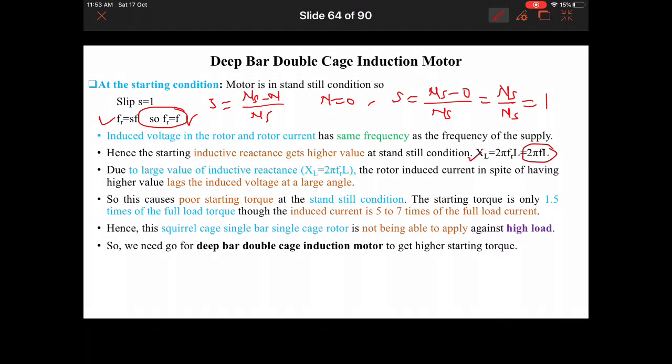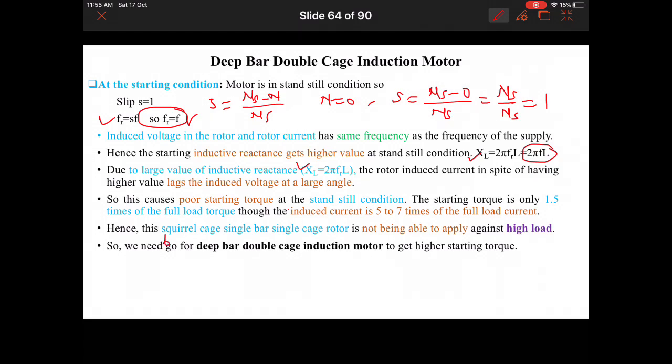Due to the large value of the inductive reactance XL, the rotor induced current, in spite of having a higher value, lags the induced voltage at a large angle. So this causes poor starting torque at standstill condition. The starting torque is only 1.5 times the full load torque, though the starting current is 5 to 7 times the full load current. Hence, this squirrel cage single bar single cage rotor is not able to start against a high load.